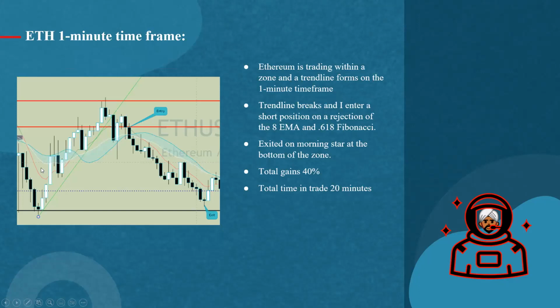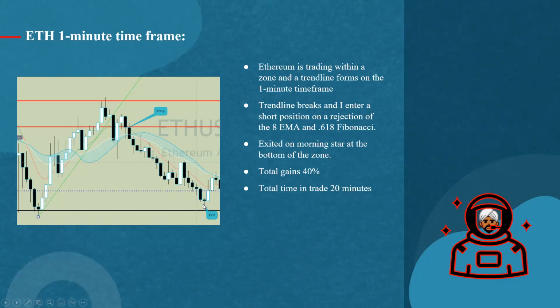All right. This is a trade that I took literally minutes before class. Classic trend line break, right? Ethereum was forming a trend line on the 1 minute. Trend line broke. It came back up and I got in. This line right here is the 0.618 Fibonacci. And at the same time, it was getting rejected by this 8 EMA. So this was my entry right here. Took it all the way down. This is my exit right here.